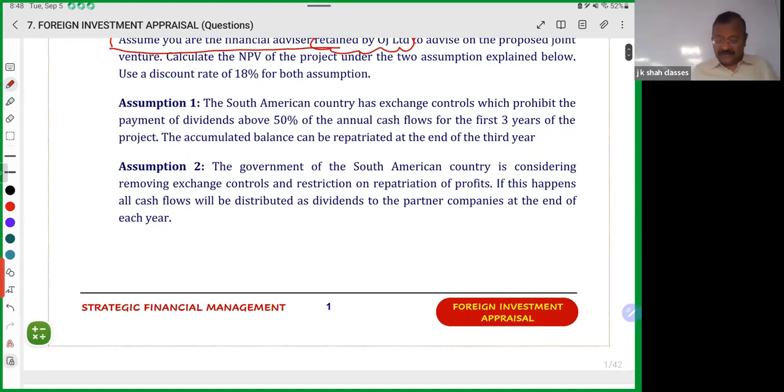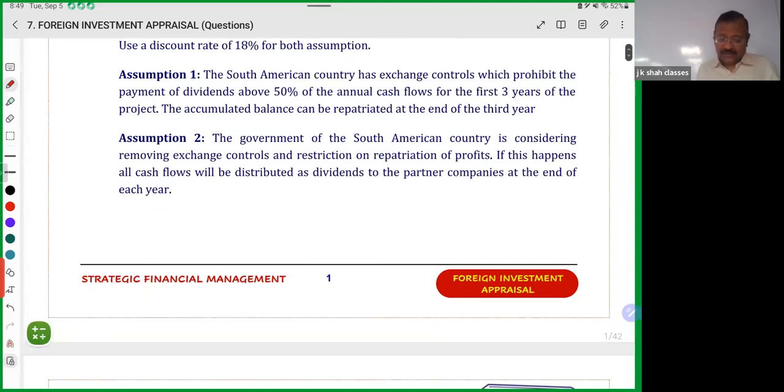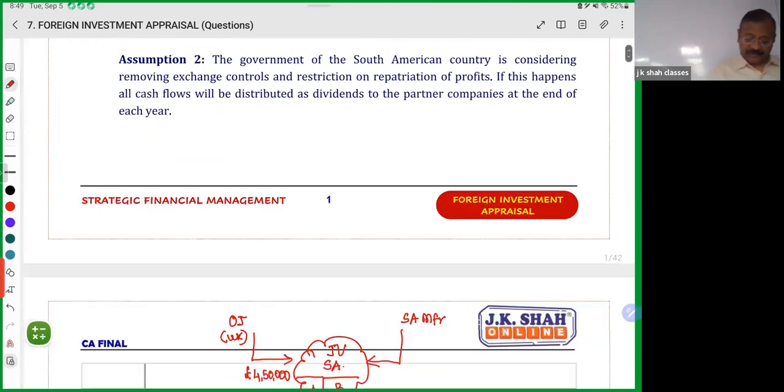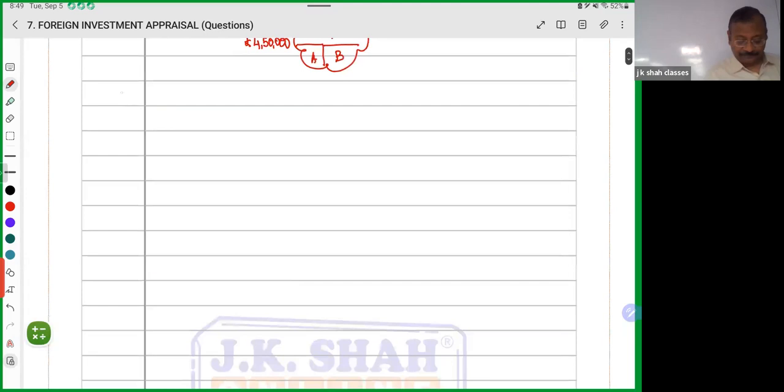Assumption 1. The South American company has exchange controls which prohibit the payment of dividends above 50% of the annual cash flow for the first 3 years of the project, and the accumulated balance can be repatriated at the end of the third year. We'll see what this means. And assumption 2, the government of the South American country is considering removing all exchange controls and restrictions on repatriation of profits. If this happens, all cash flows will be distributed as dividends to the partner companies at the end of each year. Now, let's talk about the first assumption.